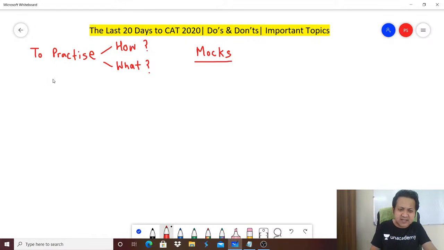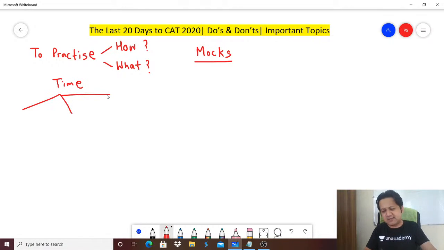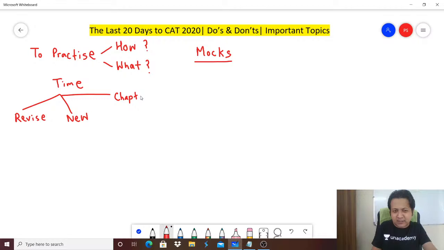First is time. For these last 20 days, please divide your time into three categories. First is to revise. Second is to study something new, new questions. And third is chapters you are probably not comfortable with, chapters not done properly. Trust me, this strategy will work wonders if you follow it stringently.